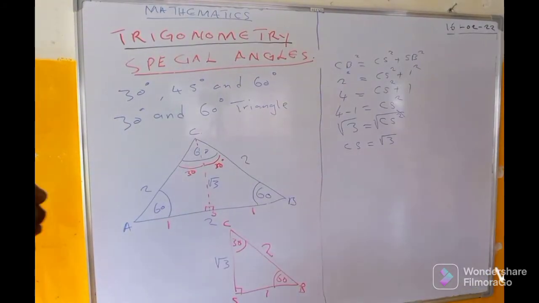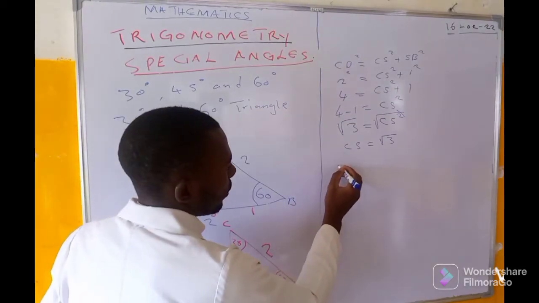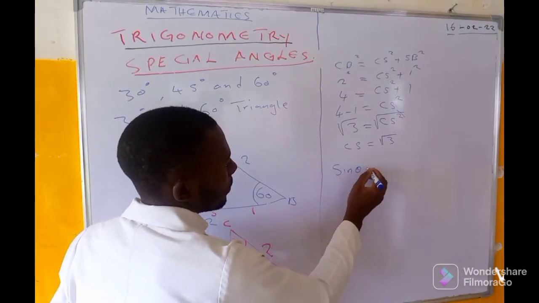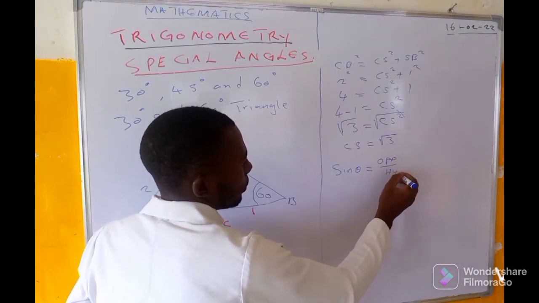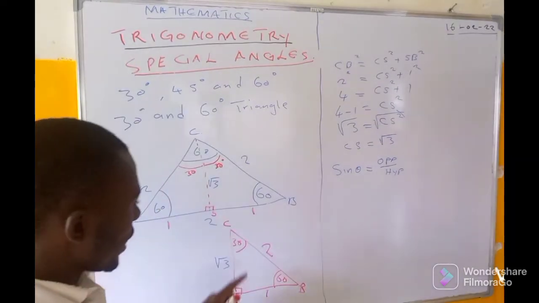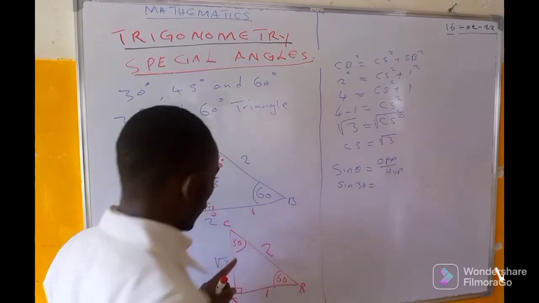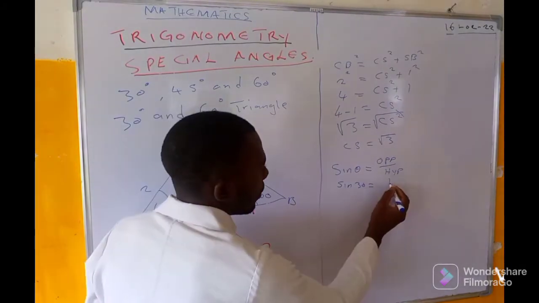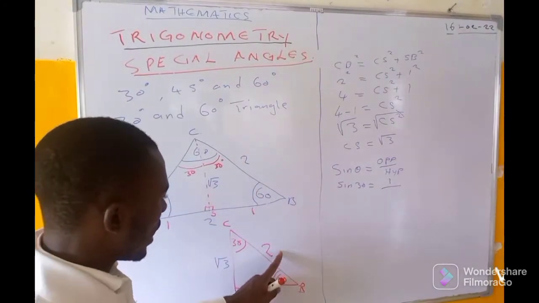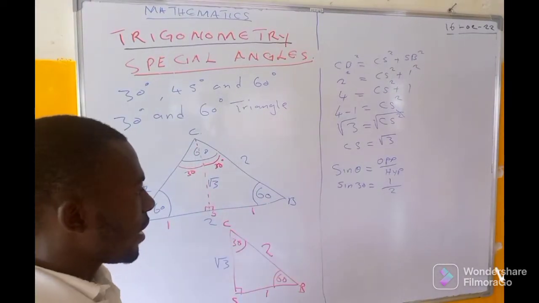Okay, so from there now we are going to the 3 trigonometric ratios. We are going to start with the angle 30 here. So we are going to have sine theta is equal to opposite over hypotenuse. So I think we are starting with the sine 30. So sine 30 is equal to, what is the opposite of sine 30? The opposite of it is 1. Over, what is its hypotenuse? Hypotenuse is 2. That means sine 30 is equal to 1 over 2.